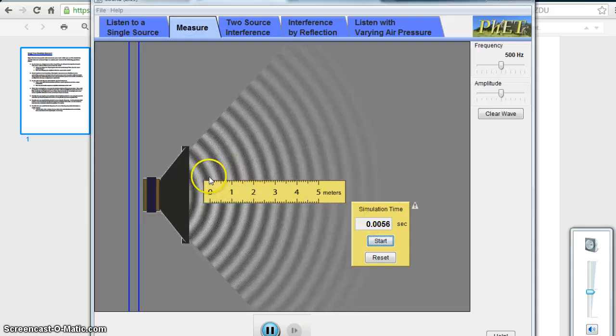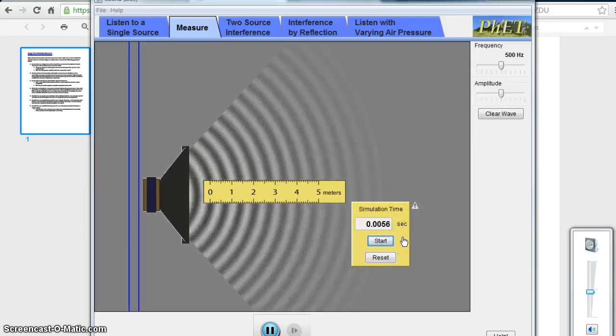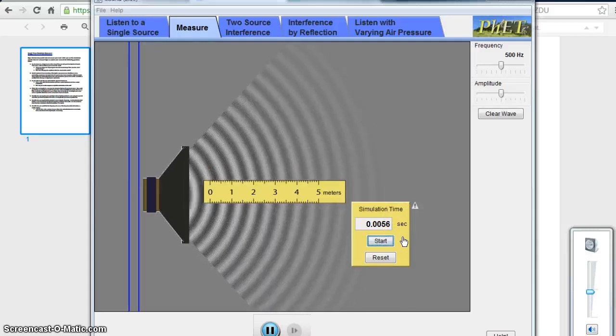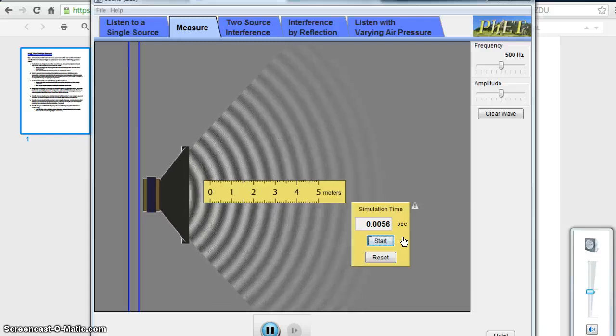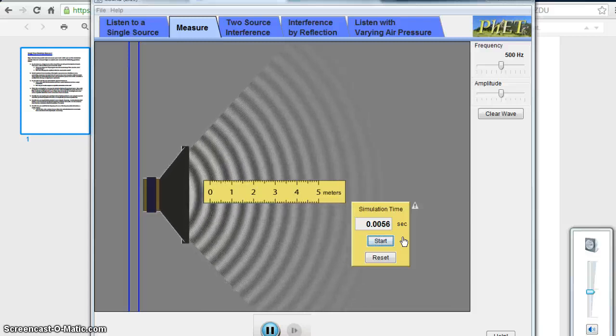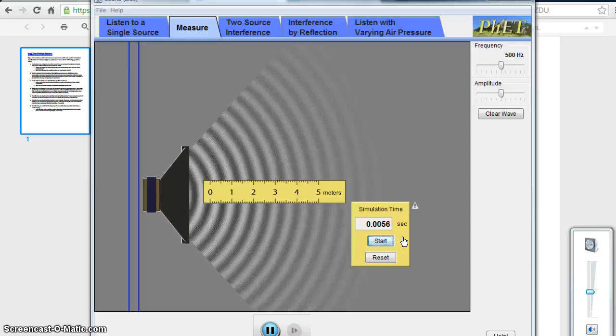For one wavelength from 0 to 2 meters, I got 0.0056, and I did the calculations. The formula for wave speed is wavelength over period, or lambda over T, which is 2 meters divided by 0.0056, which is almost close to 357. There's another formula for this, where we can find lambda times frequency, and that's how we find the frequency.